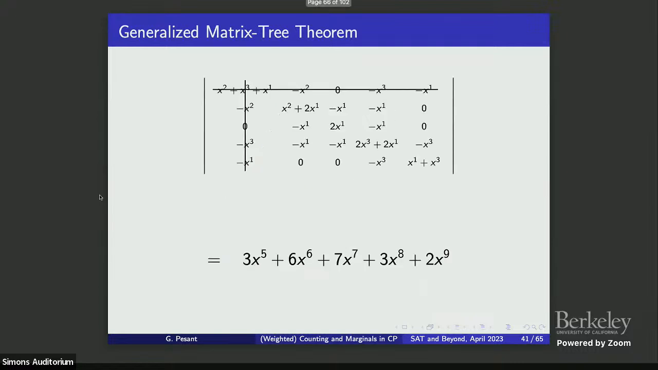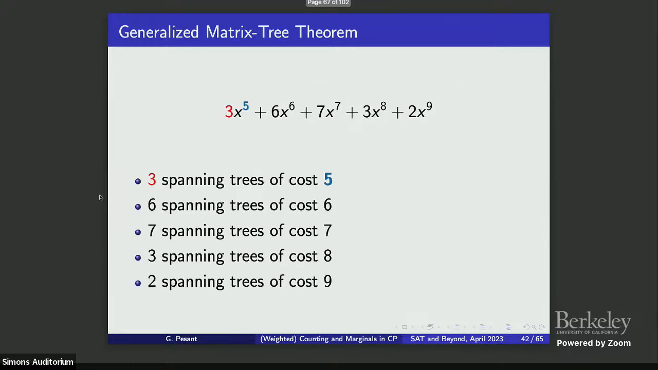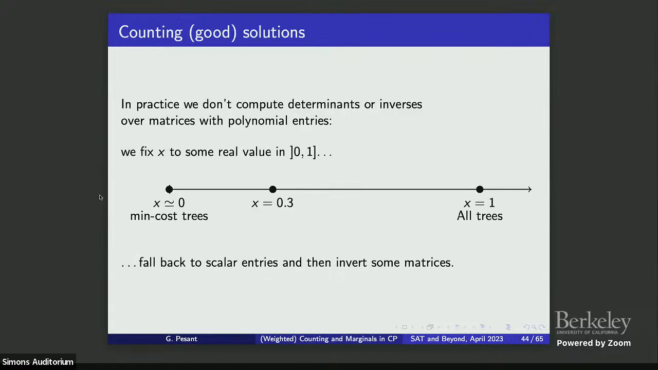And if you apply the same theorem, something beautiful happens. If you compute the determinant, you get this one here. And then that sort of spells out. So you look at the lower degree term. Each monomial, each term, the coefficient tells you how many spanning trees, and the exponent, the cost of the tree. So you've got 3 spanning trees of cost 5, 6 of cost 6, and so on. So quite pretty.